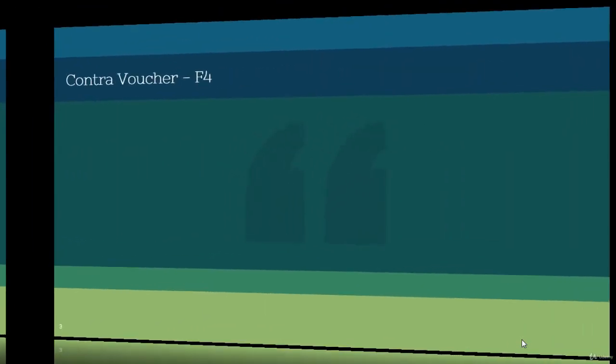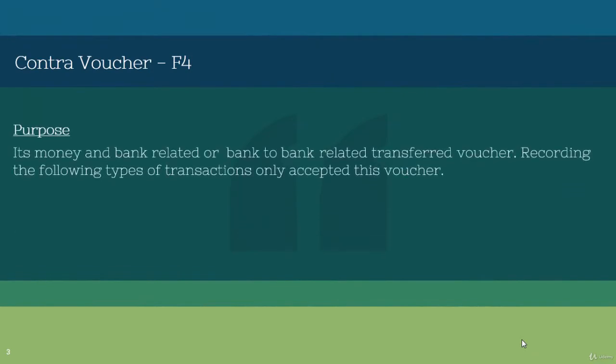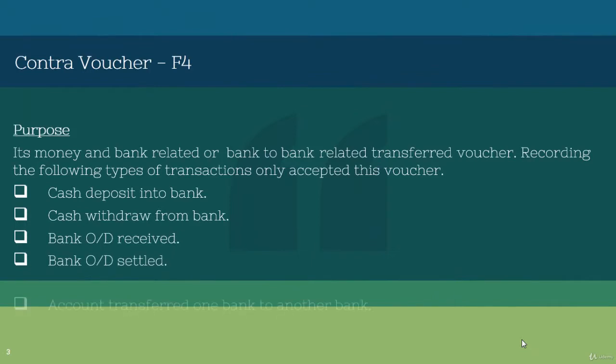Now the first voucher is the contra voucher. Contra voucher means bank-to-bank related transfer of money. We use the contra voucher, for example, for cash deposit into bank or cash withdrawn from bank, bank order received, bank order settled, account transfer from one bank to another bank, and new account opening entries.